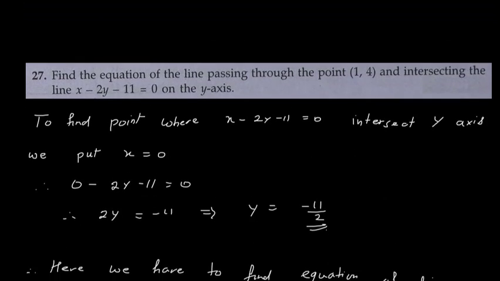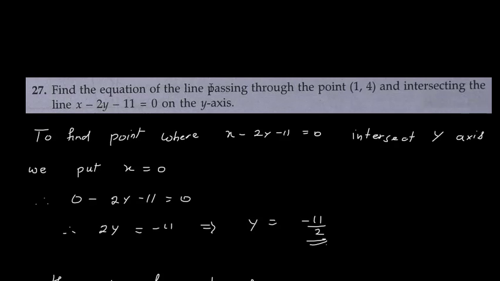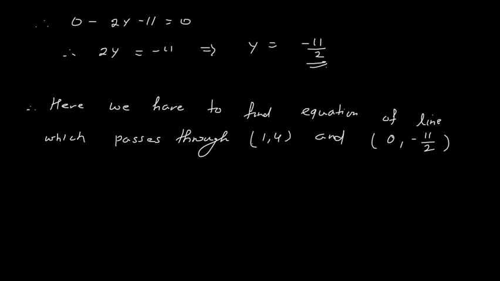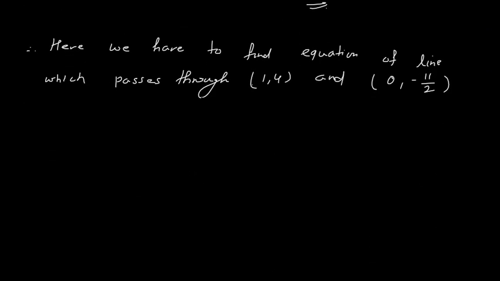I hope you understand. The question was, find the equation of line passing through 1, 4 and intersecting the line on the y-axis. So this line intersects the y-axis, and the point is the intersection of our line also. So our line is intersecting this line on the y-axis. So if we find where this line intersects the y-axis, that will be the required point where our required line is also intersecting. So we have to find the equation of line passing through these 2 points. So you can consider this point as A and this point as B. So first you can find the slope of AB.